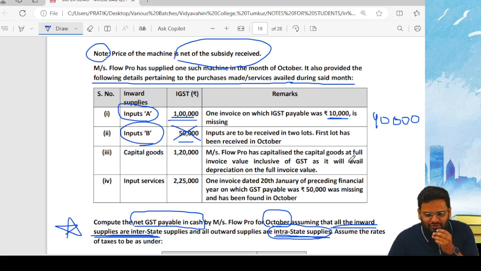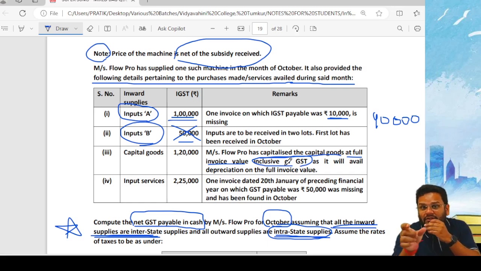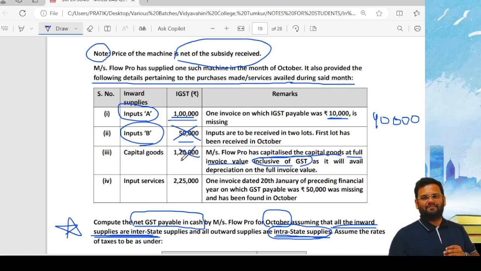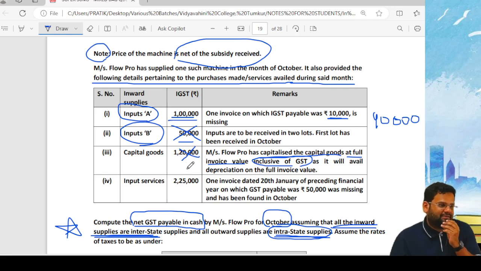Next, capital goods. Flowpro has capitalized the capital goods, that's fine, but at full value, including GST. So 16.3. What does 16.3 say? If you claim depreciation on the GST part of capital goods, then you cannot claim ITC. So you have lost ITC.